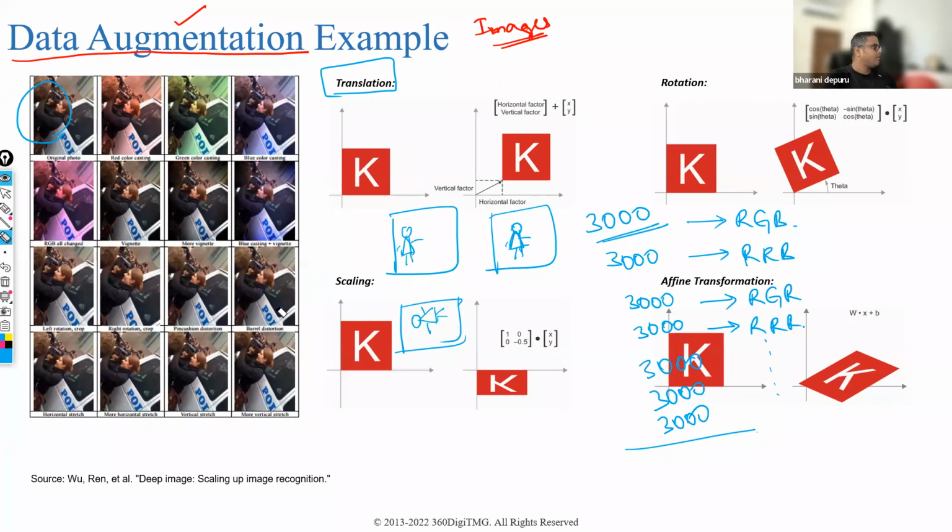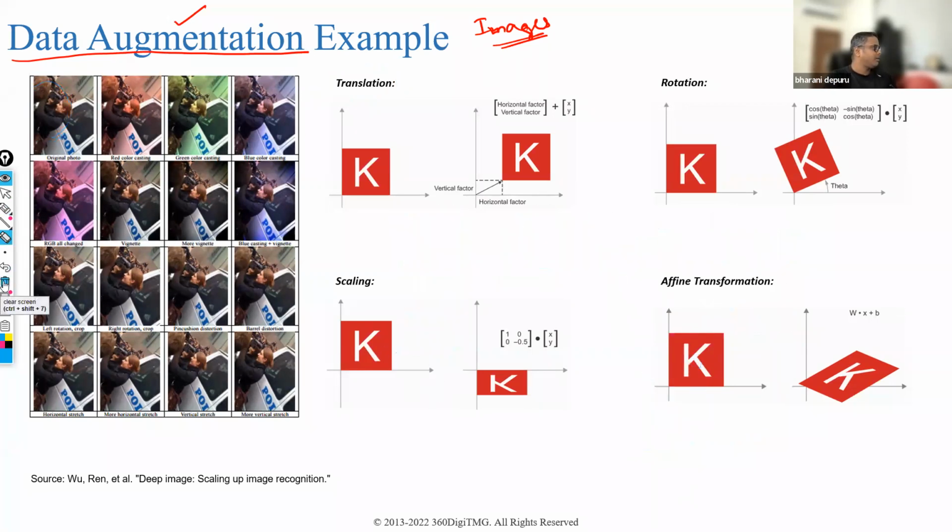Okay. Then we have something called scaling. Scaling means reduce the size of the images. If the image is like this, reduce. You can reduce the height, or you can reduce the width, or you can reduce both, and so on and so forth. And then you also have affine transformation. If the image is like this, you make it like this. You translate it. You make it like a rhombus.